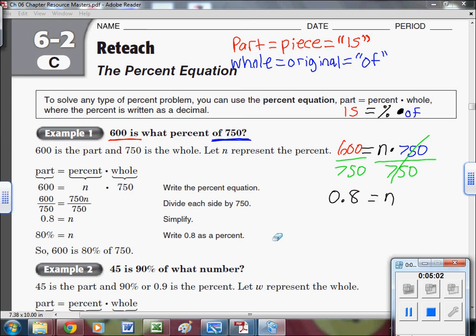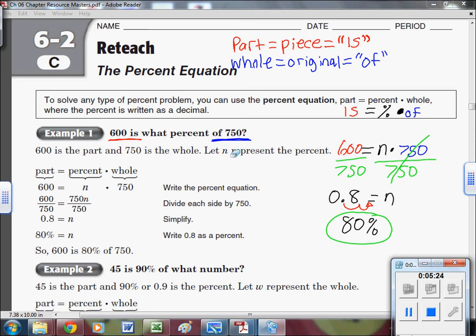So as a brief reminder, to convert that to a percentage, you just move that decimal place 2 times to the right. So that means we have a space that goes right here. So it's going to become 80. So that tells us our percentage is 80%. That's what that means. 0.8 is 80%. And so that means 600 is 80% of 750.